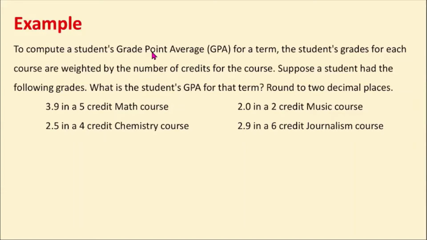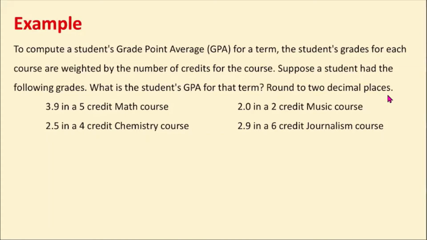To compute a student's GPA, grade point average, for the term, the student's grade for each course is weighted by the number of credits for the course. Suppose a student had the following grades. The grades are given here. What is the student's GPA for the term? And we have to give our answer to 2 decimal places.